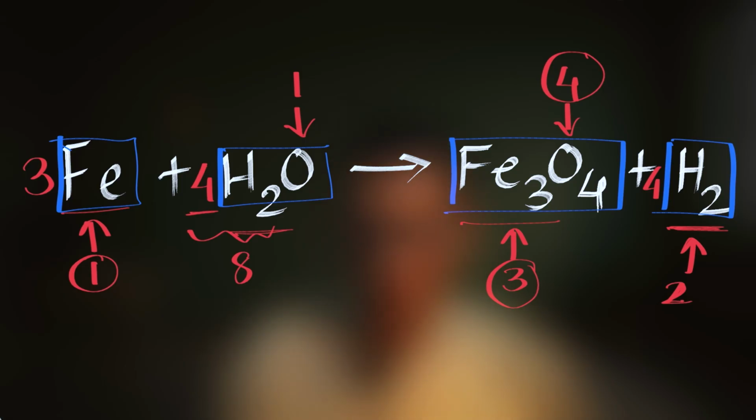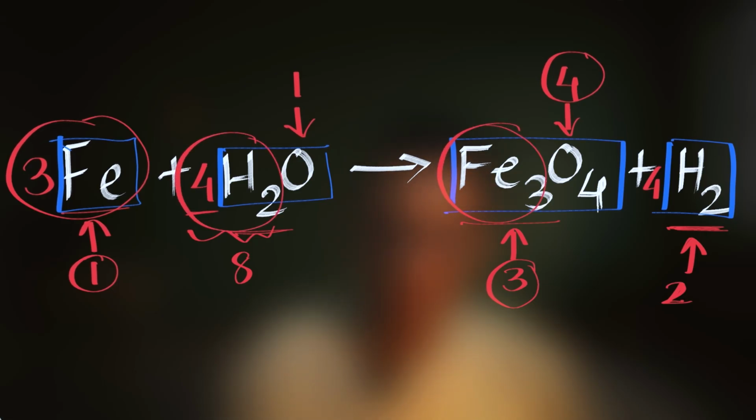So now if I check every element, I've got 3 iron on the left hand side and 3 iron on the right hand side. 4 into 2, 8 hydrogens, and 4 into 2, 8 hydrogens on both the sides, and 4 oxygens and 4 oxygens on left hand side and right hand side. So this is a completely balanced equation. So that is how you're supposed to balance the equation and stick to the law of conservation of mass.